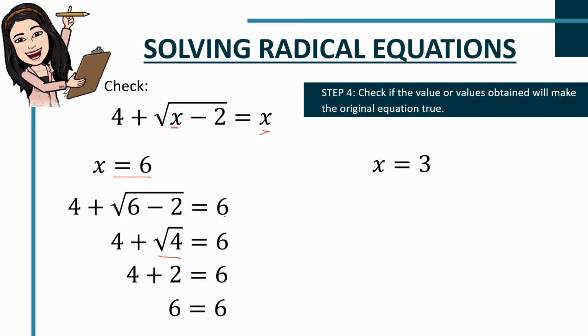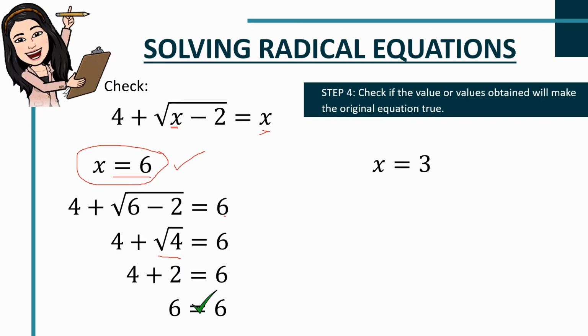Okay, we have 6 is equal to 6. So, therefore, they are equal. So, ibig sabihin, yung x is equal to 6 is a true solution of our radical equation.